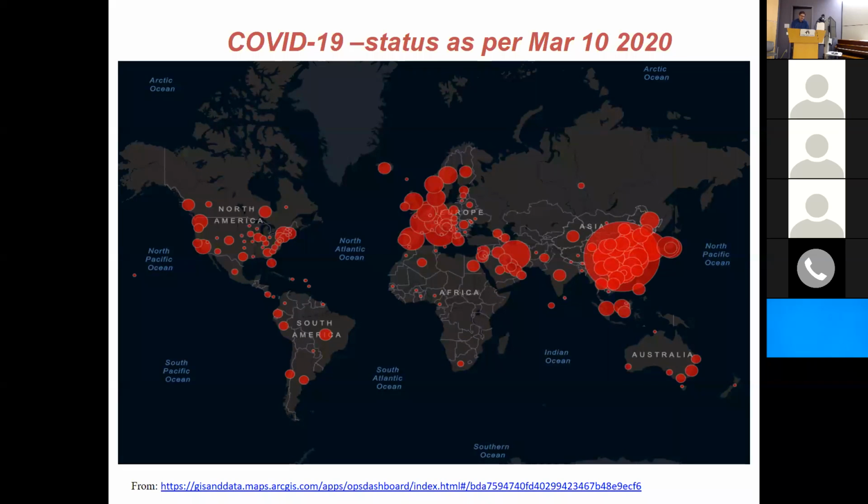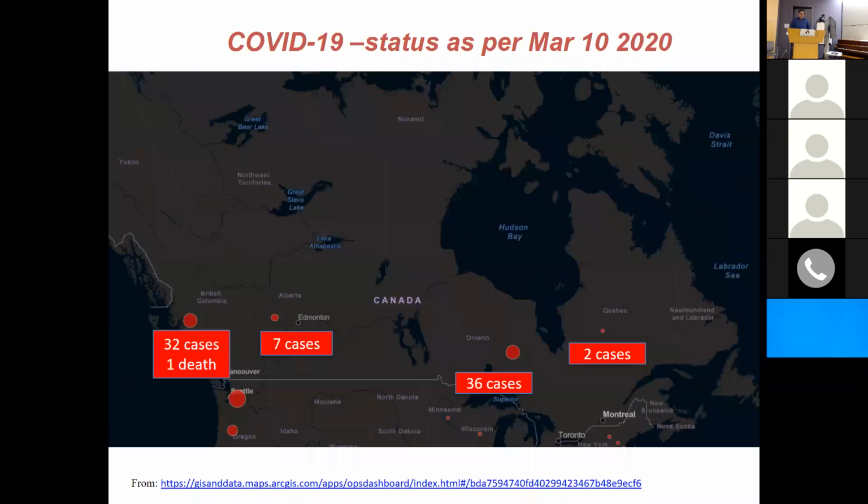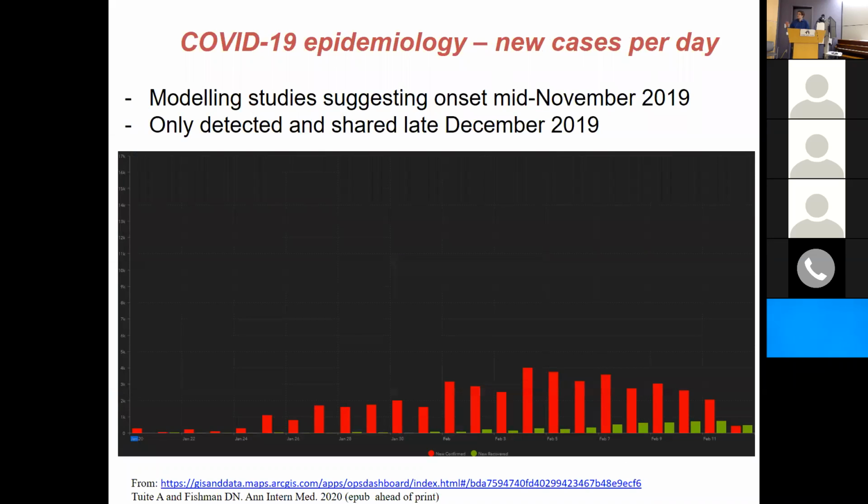Canada, I would say, we still have more or less control, but it gets more challenging, and that will be the other piece in my presentation today. This again was asked for 2 days ago, so it doesn't include our case and a couple of other cases that occurred since. 1 death in BC, 32 cases there, 36 in Ontario, and a couple of cases in Quebec and 7 in Alberta back then.